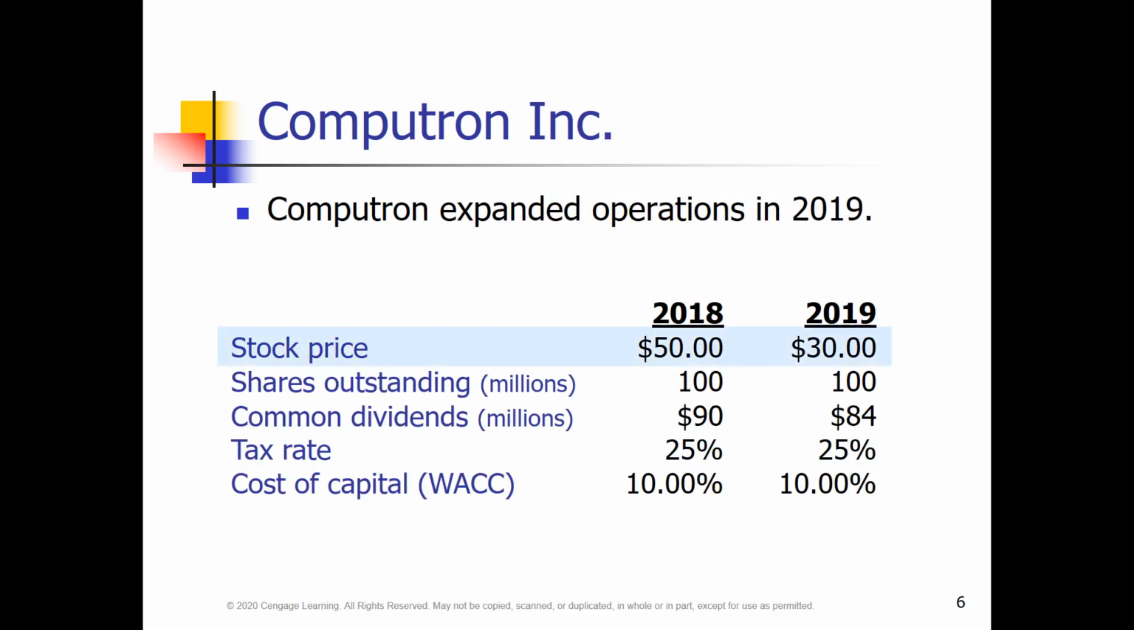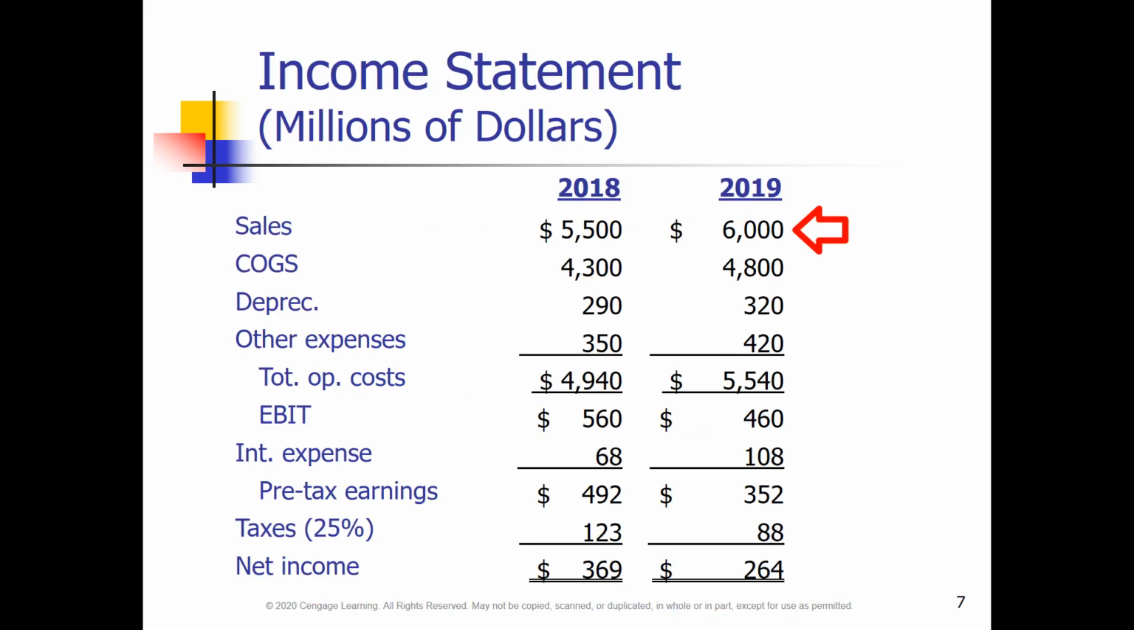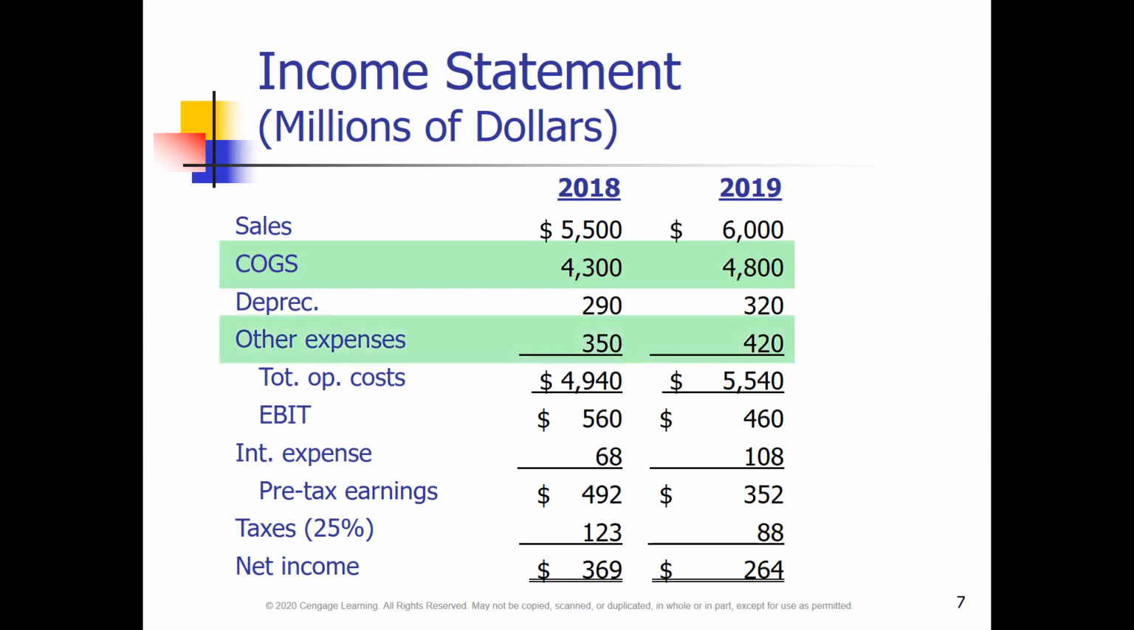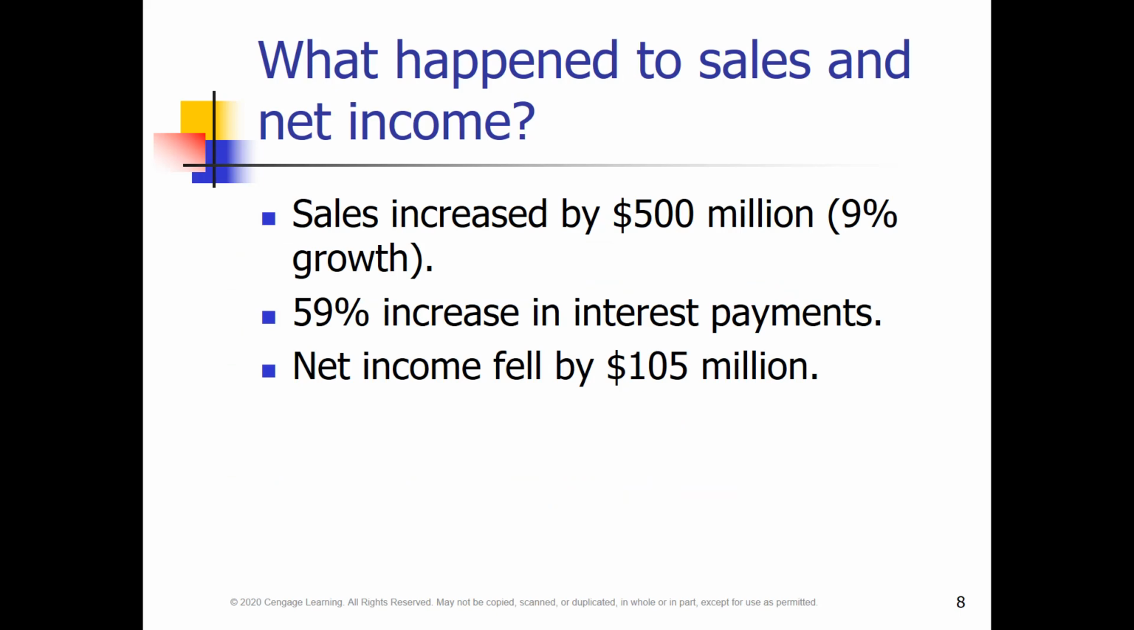As you can see, Computron's stock price declined from $50 to $30 a share. Unhappy shareholders. Dividends also declined. The following slides outline Computron's financial situation. Sales did increase, but net income declined due to increases in cost of goods sold, other expenses, and interest. Sales increased by $500 million, 9%. Interest payments increased by 59%, and net income fell by $105 million. That pretty well says it all.